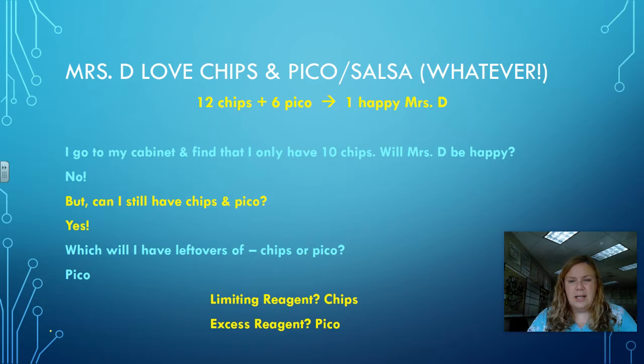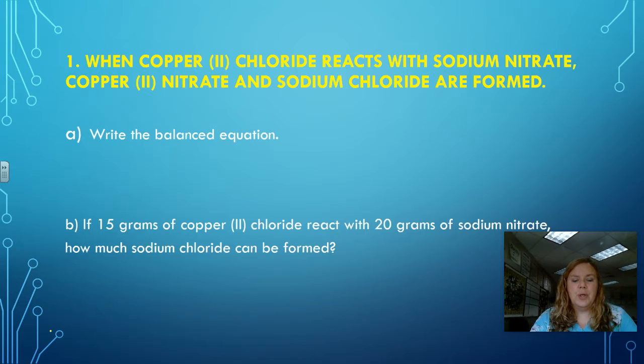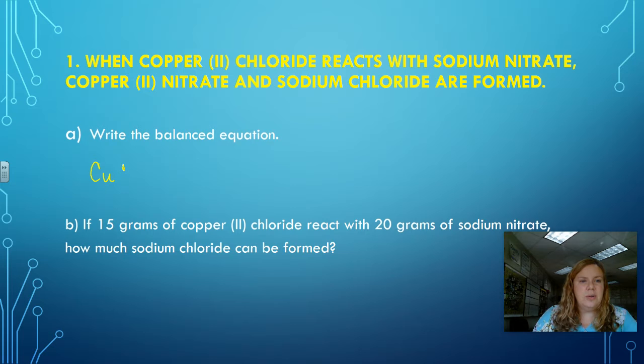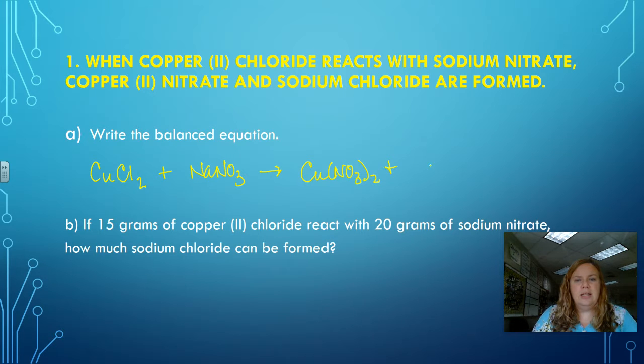So we're going to translate that into chemistry, of course, because that's just the way we roll, right? First, when copper 2 chloride reacts with sodium nitrate, copper 2 nitrate and sodium chloride are formed. Of course, we're going to write a balanced equation because that's what we do for stoichiometry. So we have copper 2 chloride, CuCl2, reacts with sodium nitrate, and they're both +1, -1. We're going to get copper 2 nitrate and sodium chloride.